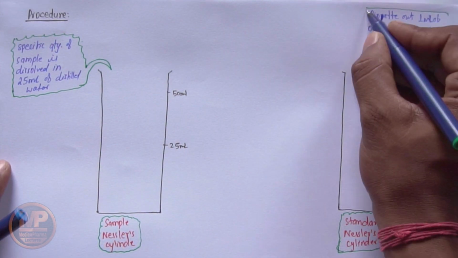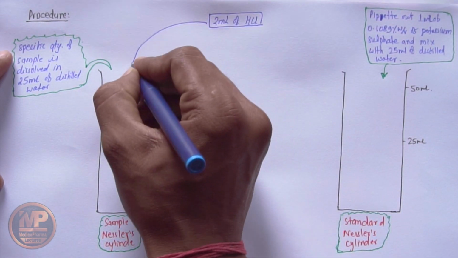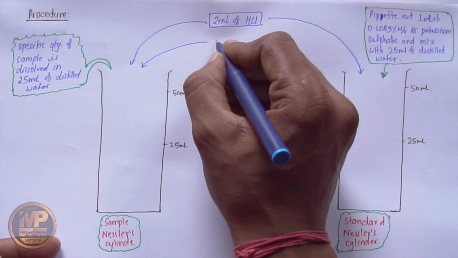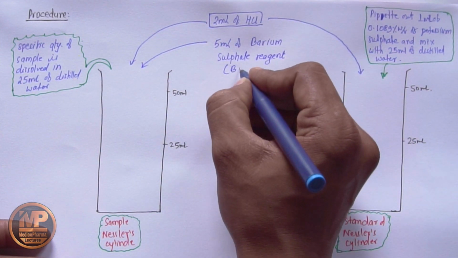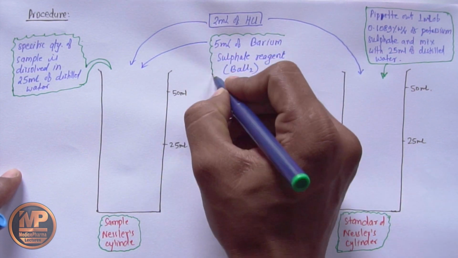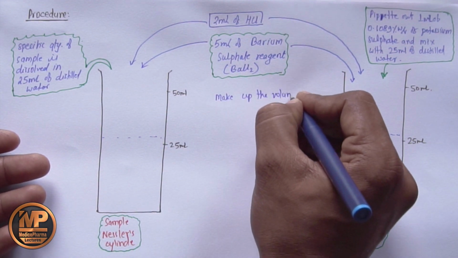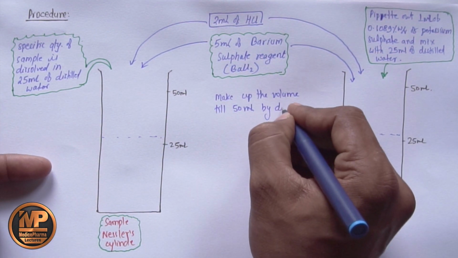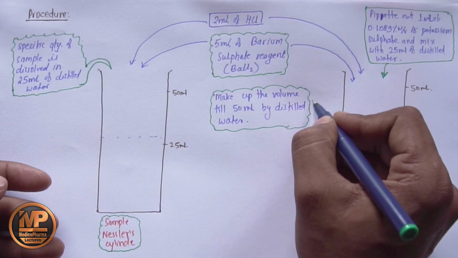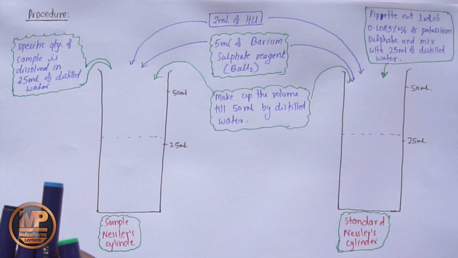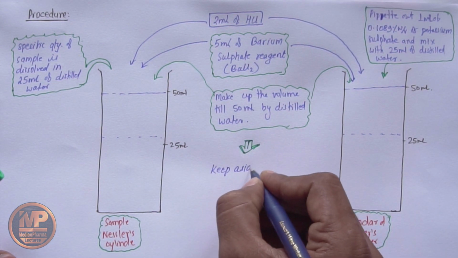Now we add 2 ml of dilute hydrochloric acid solution to both Nessler cylinders. After that we add 5 ml of barium sulfate reagent that contains barium chloride. Be careful, the reagent name is barium sulfate but it contains barium chloride. We will discuss it in detail in the next few minutes. After that, make up the volume to 50 ml by adding distilled water. We have to use distilled water because tap water may contain other impurities. Then keep it aside for 5 minutes.